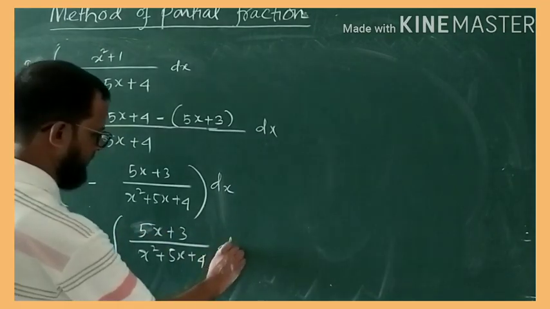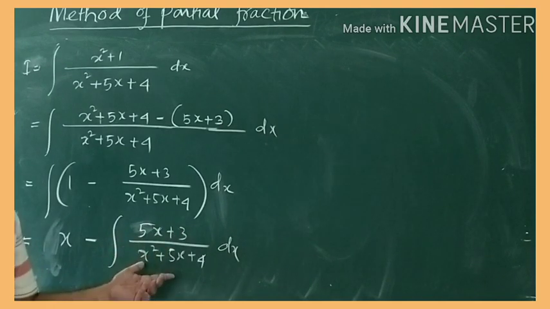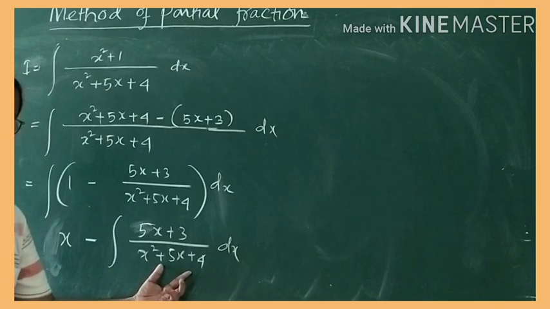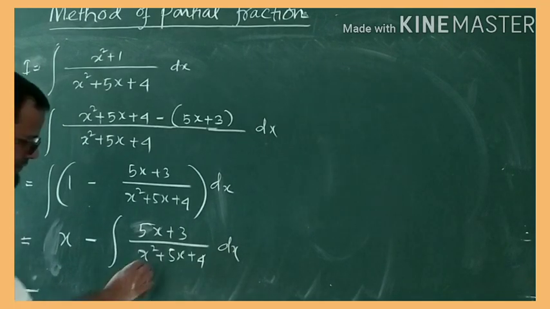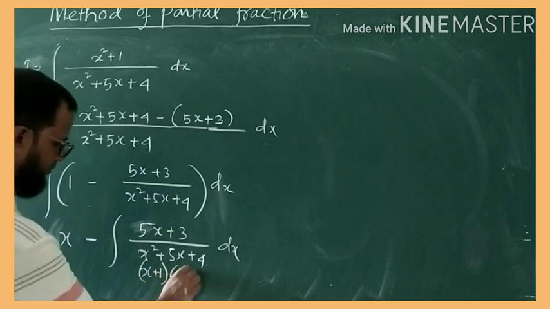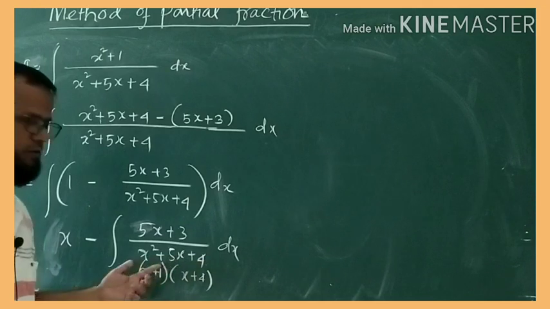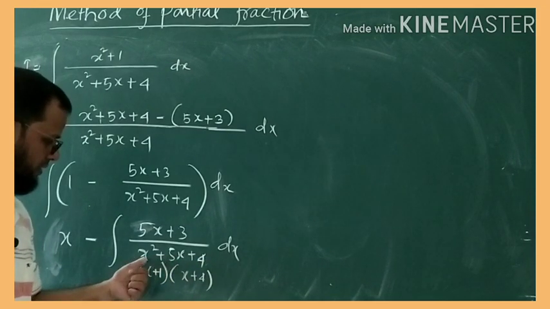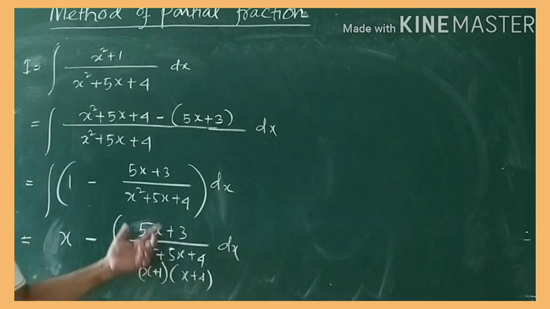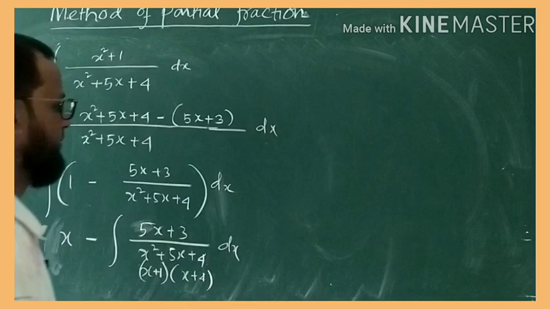Understood? Now this particular expression is a proper rational polynomial function. If you factorize it, the denominator becomes (x plus 1)(x plus 4). Try it and see. The denominator is also factorized, so you can do partial fractions of this particular expression. Let us do the partial fraction of this.